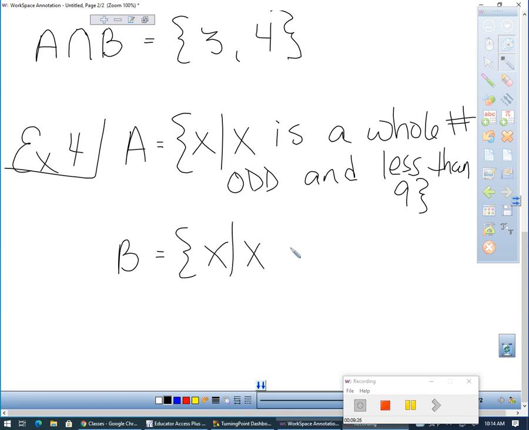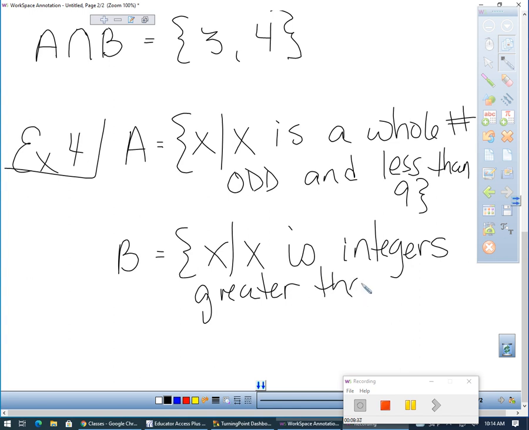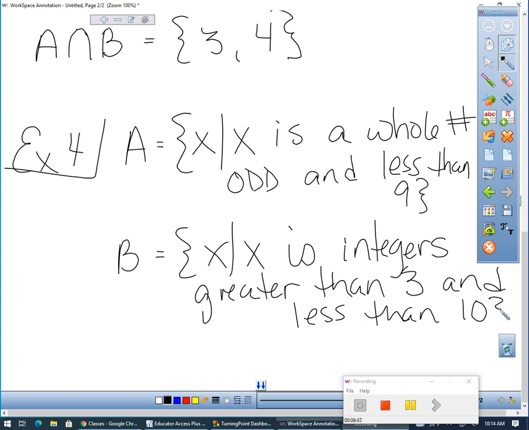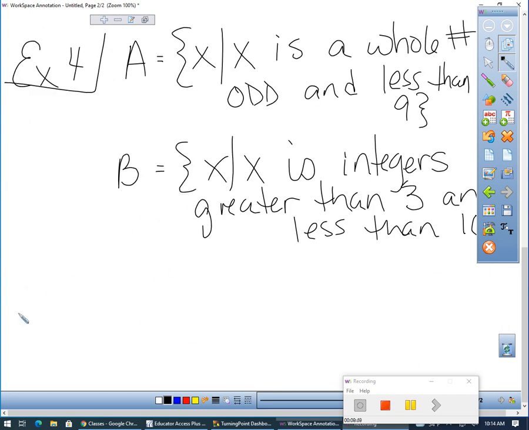And I want to first do A union B. So when you come across a problem that looks like this, what I recommend is actually writing it out as a list. Instead of having those letters or those words there, that really doesn't make a whole lot of sense to us, right? So let's go back to A. What does A really mean? X is a whole number, so it has to be positive. Positive counting number, right? Odd and less than 9. What are those?